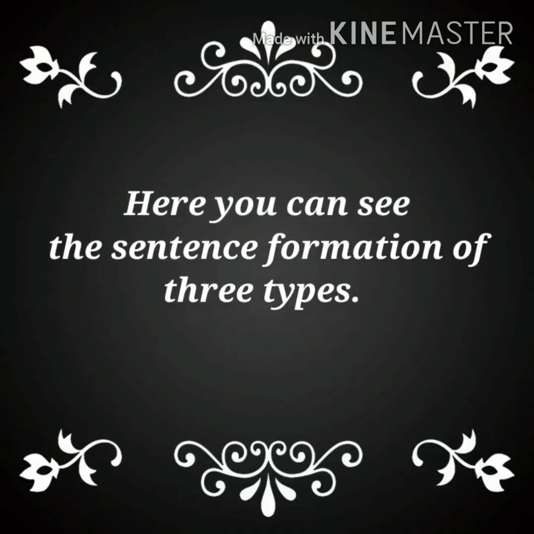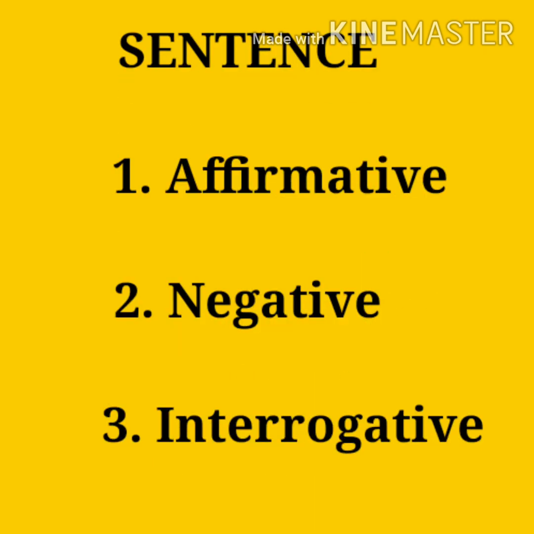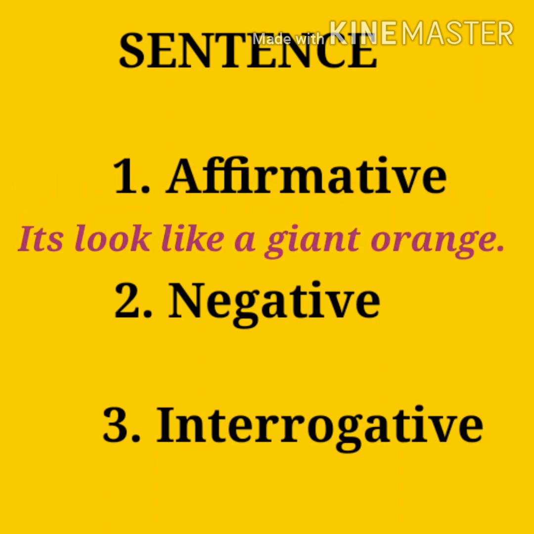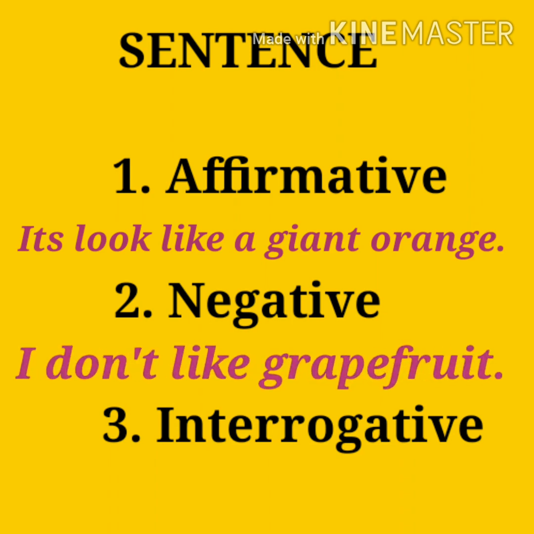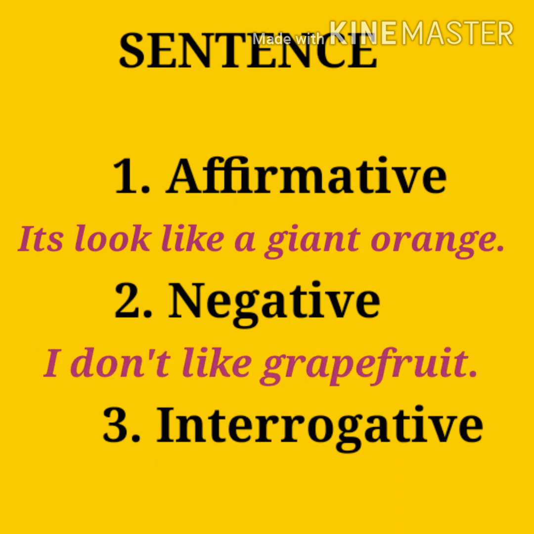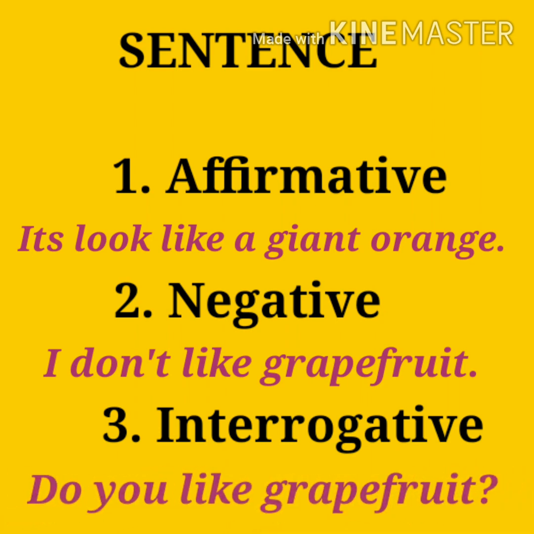Here, you can see the sentence formation of three types. So, we can derive that sentences are of three types. Very first, affirmative, then negative, and then third one is interrogative. Affirmative sentence is it looks like a giant orange. Negative one, I don't like grapefruit. And interrogative, do you like grapefruit? As you can easily derive what are the differences between these three sentences.